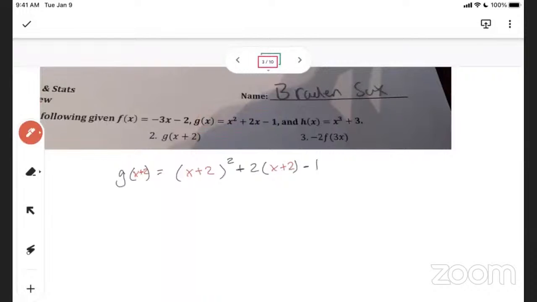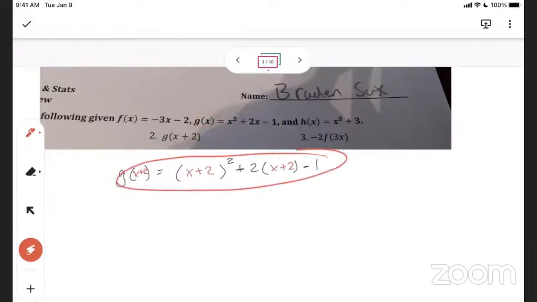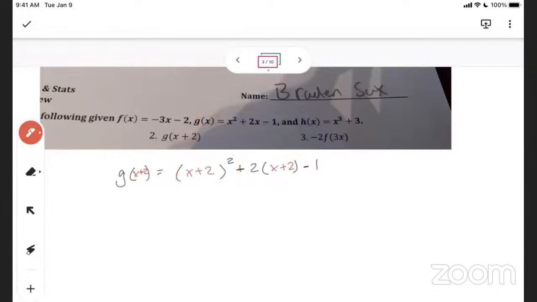Now I have to simplify this probably. They probably want you to put it in standard form. And this is where a lot of people make mistakes. By the way, if they don't need you to put it in standard form, leave it like this because that's the correct answer. But if they want it in standard form, like ax squared plus bx plus c, then you have to multiply this out. Now remember, this is like x plus 2 times x plus 2, which is x squared plus 2x plus 2x plus 4. You see what I'm doing? Foiling that out.